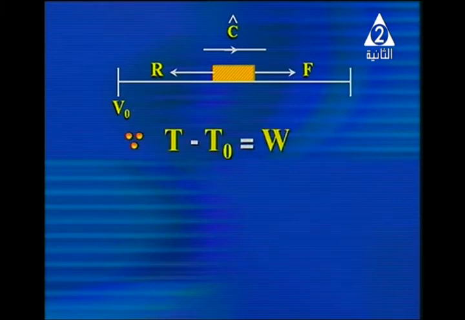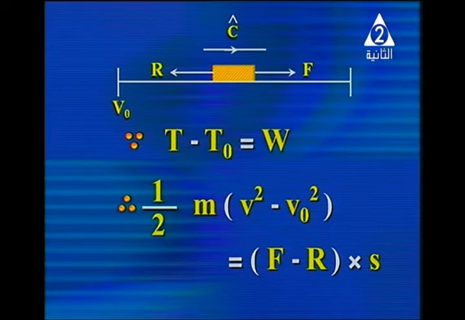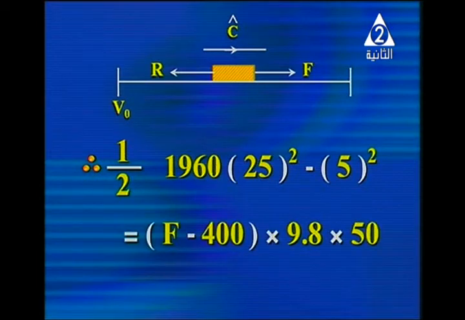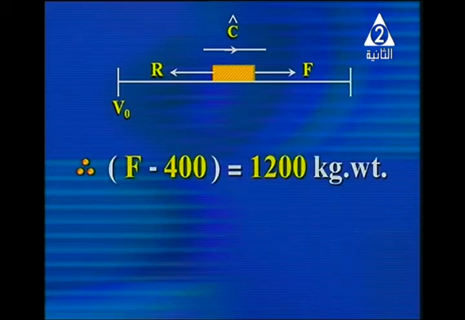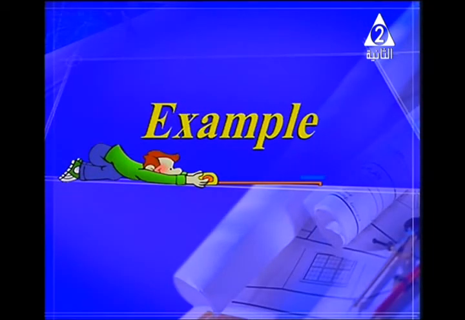Since change of kinetic energy equals the work done, T minus T naught equals W. Then we have half m times v squared minus v naught squared equals the work done, equals F minus R times distance S. By using substitution, the left hand side is half times 1960 times 25 squared minus 5 squared equals F minus 400 times 9.8 times 50. It's easy to find the value of F. The force F minus 400 equals 1200 kilogram weight. Then the force of the engine is 1600 kilogram weight. Another example.